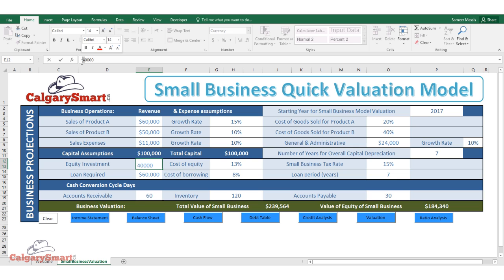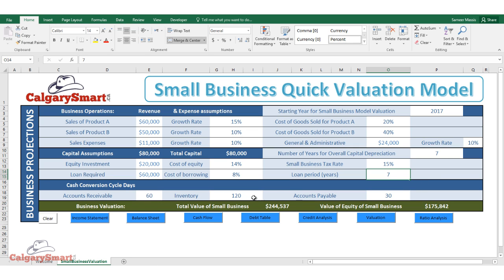You also have to estimate the capital assumptions for the equity investment that your business would require and the cost of equity that it comes with, as well as the loan period. And the maximum that we've built this Excel sheet for is 7 years.